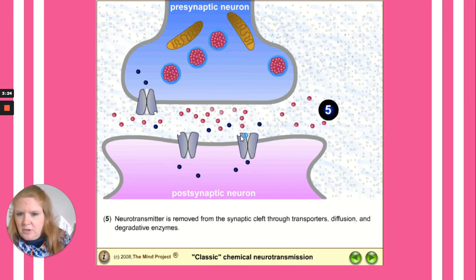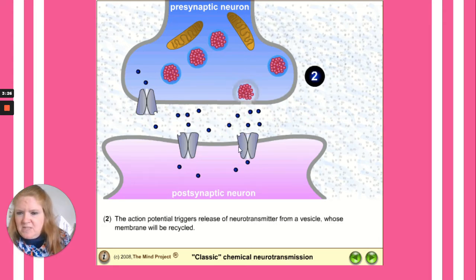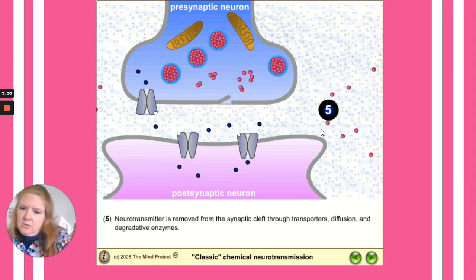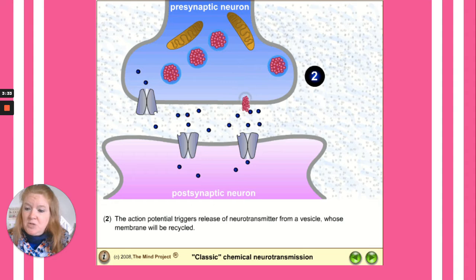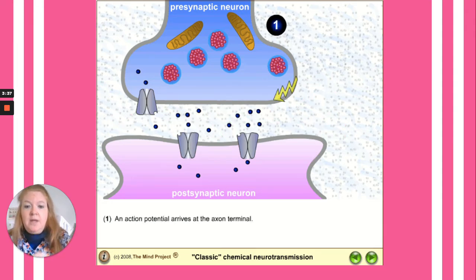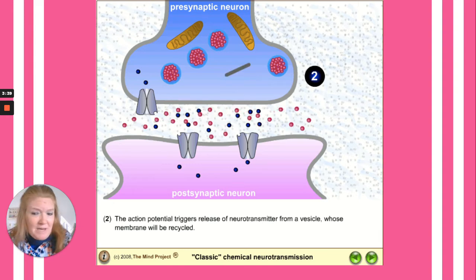Now, the neurotransmitter has to match up with a specific receptor. So if that is acetylcholine, it has to match with the acetylcholine receptor. If that's dopamine, it has to match with the dopamine receptor. If that's serotonin, it has to match with the serotonin receptor. So it's very specific.